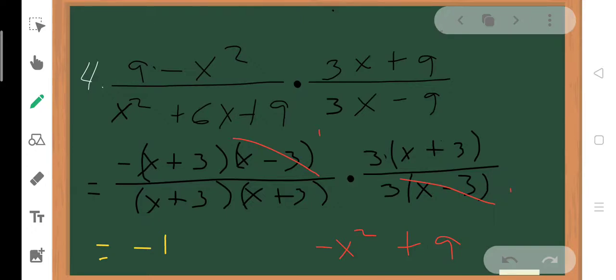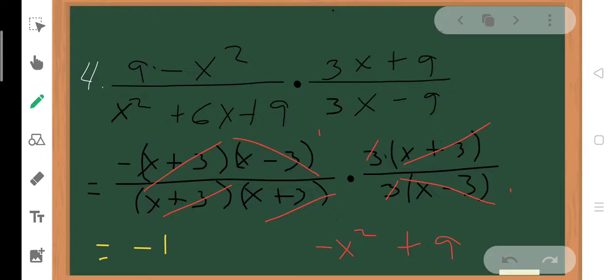Okay? And then we also have x plus 3 and x plus 3. But then we also have another x plus 3 in the numerator here. We have x plus 3 and x plus 3. And then for the numbers, we have the numerator 3 and denominator 3. So, what's left?